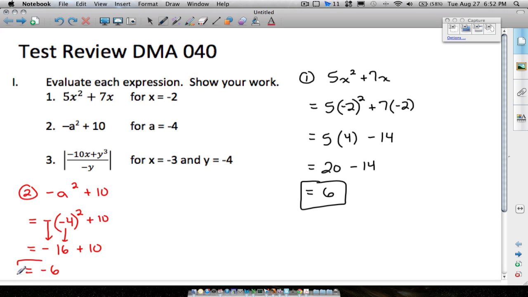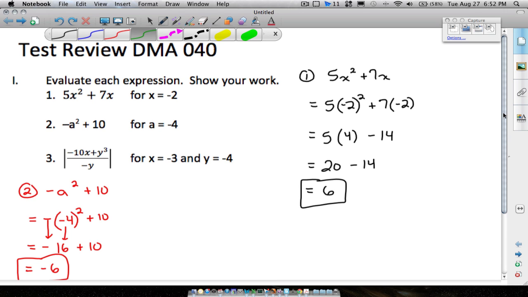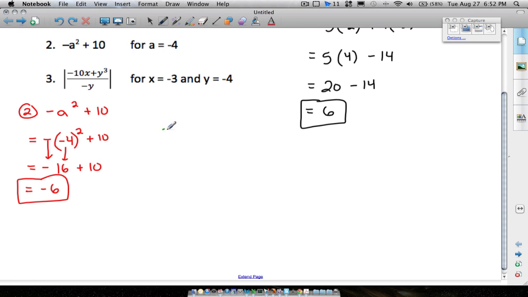And then question number 3. Let me get some more room here. All right, so the absolute value. Remember, for absolute value, you don't want to take the absolute value until you do everything on the inside. So we have -10x plus y cubed all over -y. And we're taking the absolute value, but we'll do that at the very end of the problem.